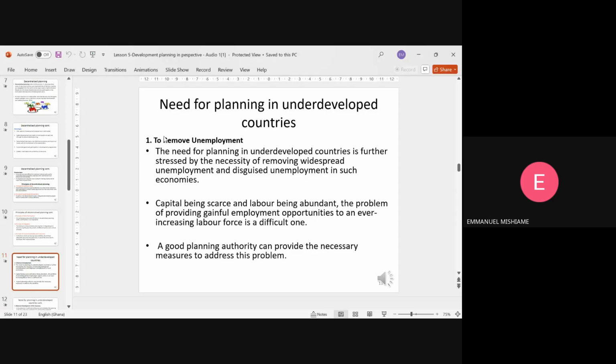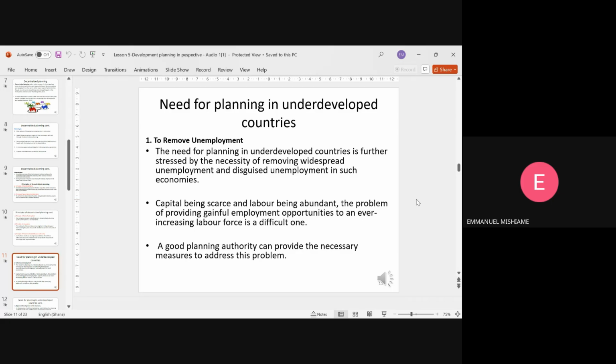Now, in all of this, we can see that planning is indeed important. Especially for underdeveloped or developing countries, planning is very important. Why? Because one, we need to remove unemployment. The need for planning in underdeveloped countries is further stressed by the necessity of removing widespread unemployment and disguised unemployment in such economies. Capital being scarce and labor being abundant, the problem of providing gainful employment opportunities to an ever-increasing labor force is a difficult one.